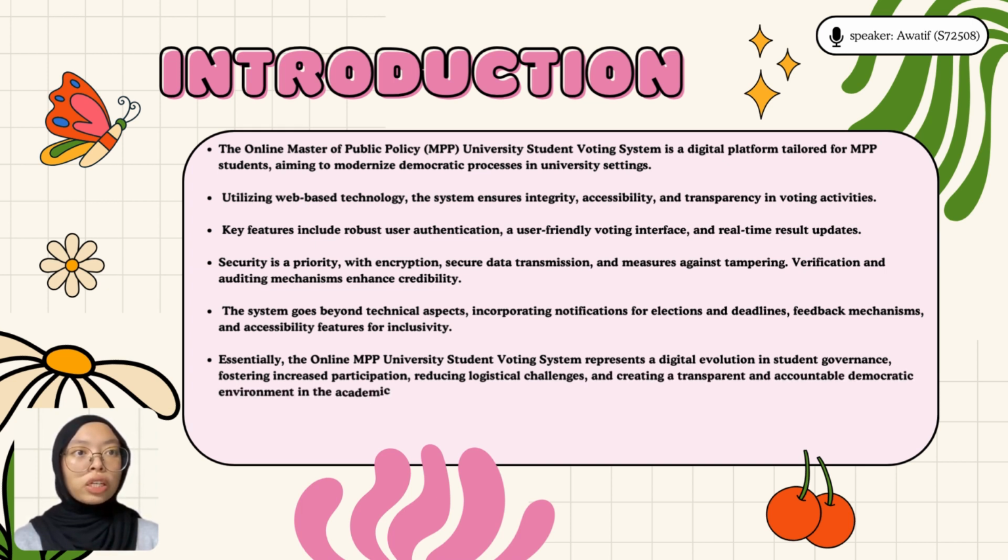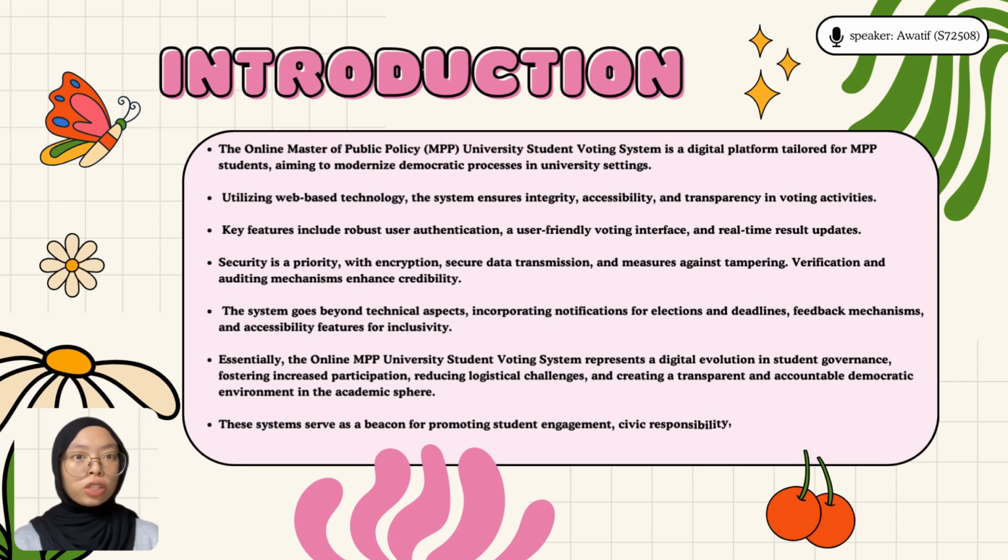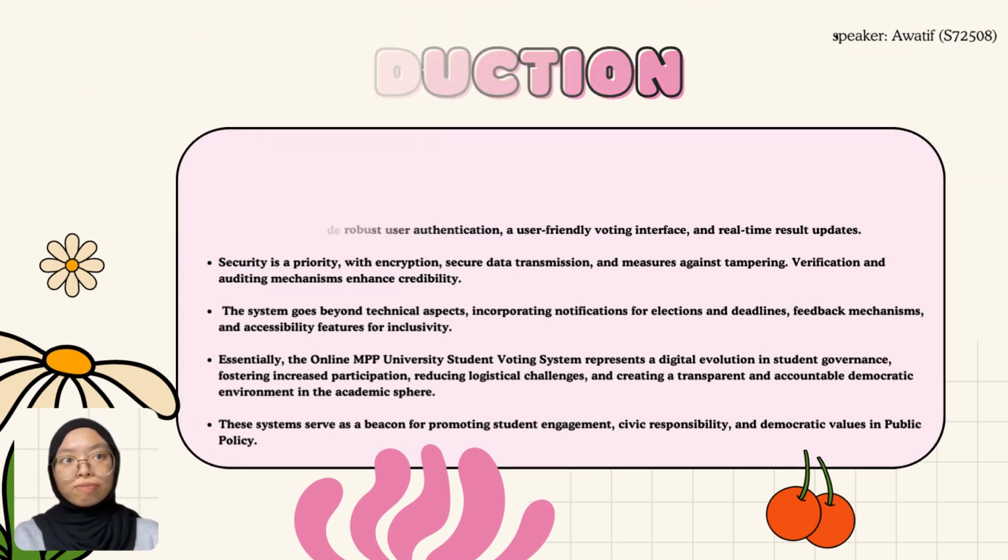accessibility features for inclusivity. Essentially, this system represents a digital evolution in student governance that fosters increased participation, reduces logistical challenges, and creates a transparent and accessible democratic environment in the academic sphere. This system serves as a beacon for promoting student engagement, civic responsibility, and democratic values in public policy.